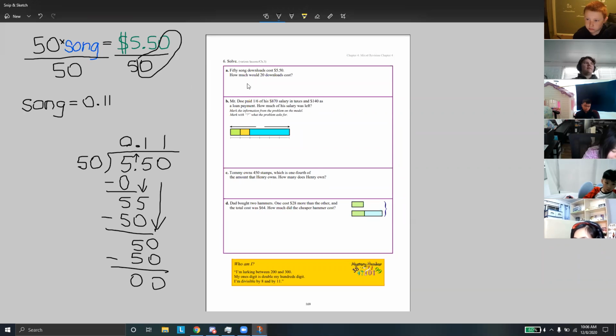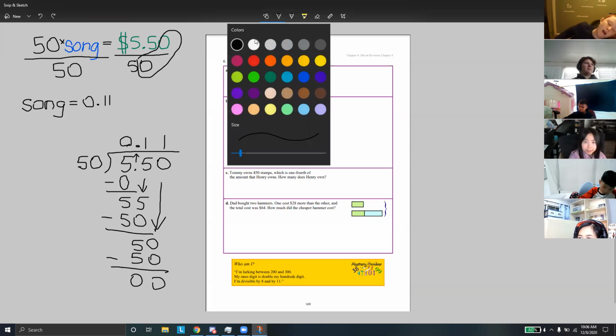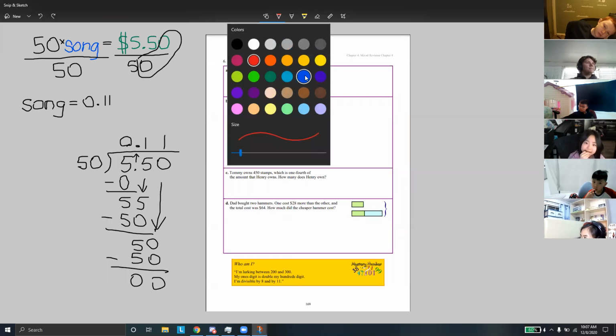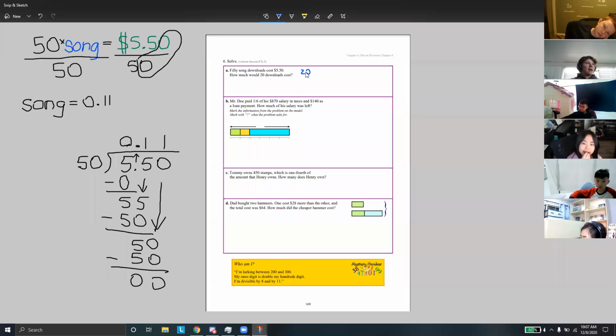So what's the question asking for? Is it asking for how much a song costs? Can we write that down now? No, okay, so it says how much would 20 cost? So all we need to do is find out how much 20 costs. So 20 times 0.11. So 0 times everything. 0 times 1 is 0. 0 times 1 is 0. 0 times 0 is 0.